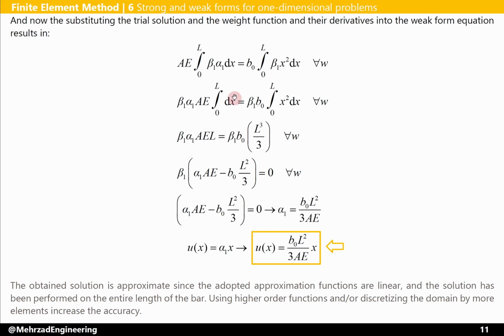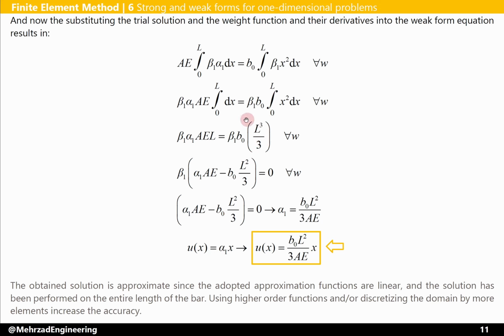And now we want to compute the integration from 0 to L of dx and the integration from 0 to L of x² dx. This integration of dx will be x from 0 to L, which will be L, and the integration of x² is x to the power of 3 over 3. From 0 to L, it becomes L to the power of 3 divided by 3.